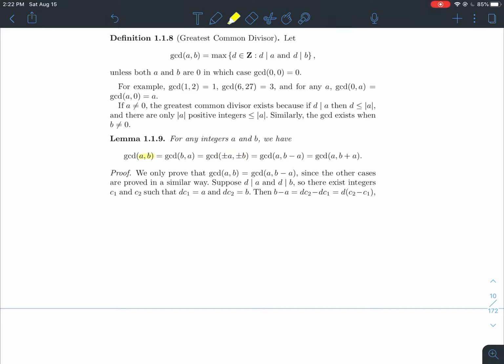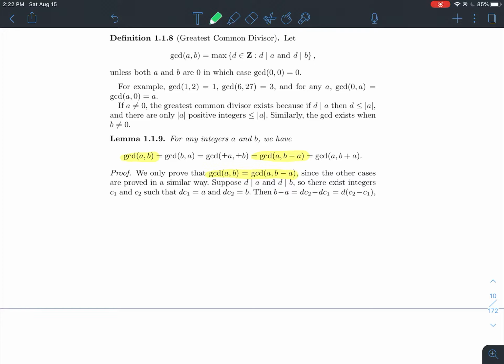The GCD of A and B is the same as the GCD of A and B minus A. So of A and some kind of linear combination of B and A. And then it's the same thing as the GCD of A and B plus A. Again, just some different linear combination of A and B. So just to get used to how some of these proofs go, we'll prove that GCD of A and B is the same as GCD of A and B minus A, just like Stein says we'll do.